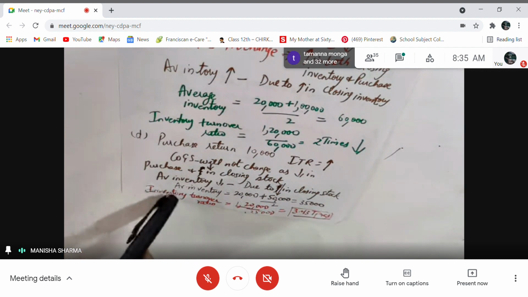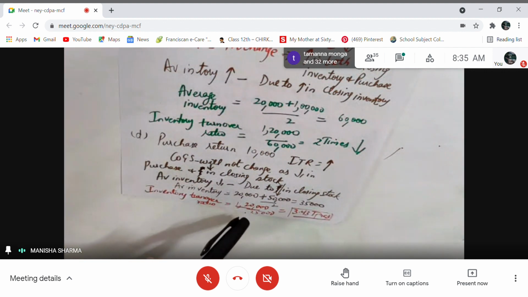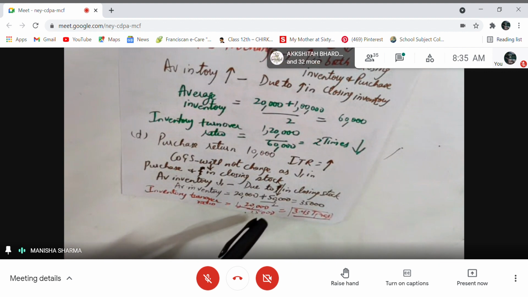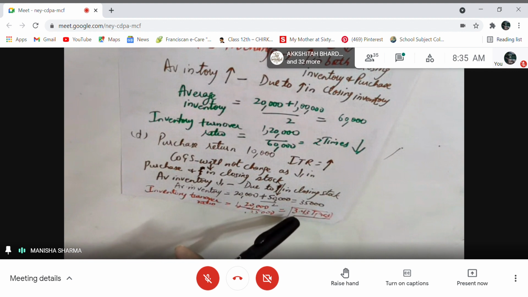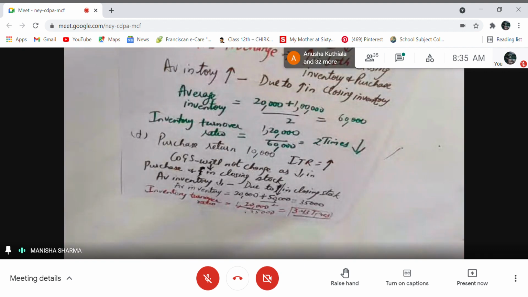Now the inventory turnover ratio is 1,20,000 divided by the closing stock, that is 35,000. So it is coming to 3.43 times. So it is increasing. So the inventory turnover ratio will increase due to the purchase return of 10,000, because purchase return will decrease purchases, right? And it will also decrease the closing stock by the same amount.